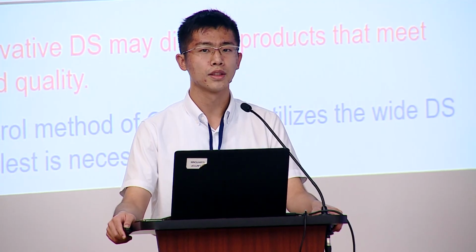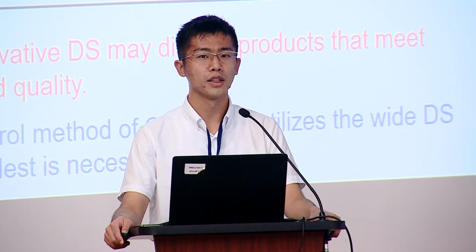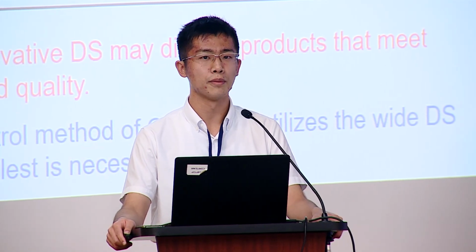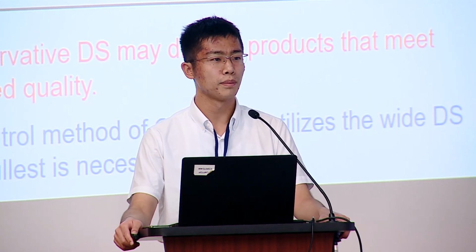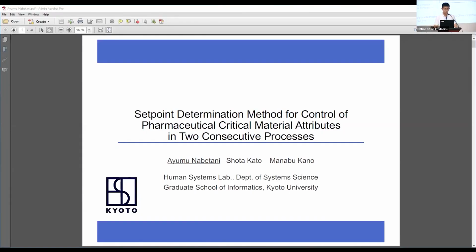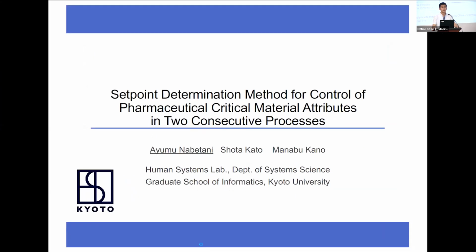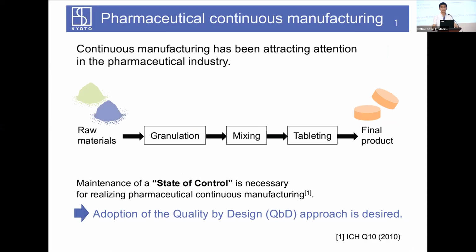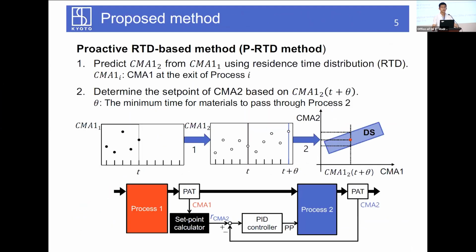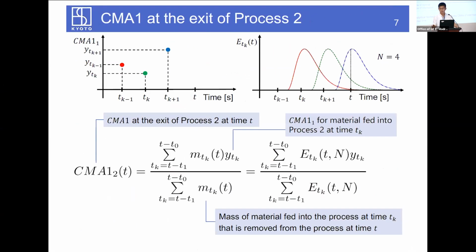However, when using the YDS, the CMAs may be affected by disturbances and may vary, so it is necessary to control the CMAs to keep them within the DS. And an appropriate control method is required to utilize the YDS to the fullest. This study proposes a method to appropriately determine the set point of CMA2 in the downstream process, according to the variation of CMA1 in the upstream process. The proposed set point determination method was tested in a control simulation using the process shown in the figure to verify the performance of the proposed method.